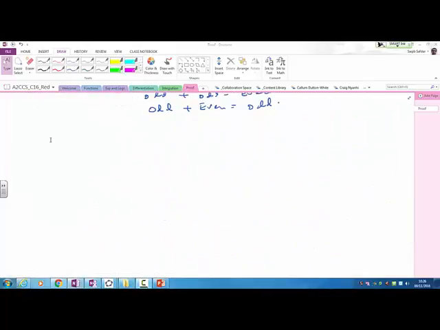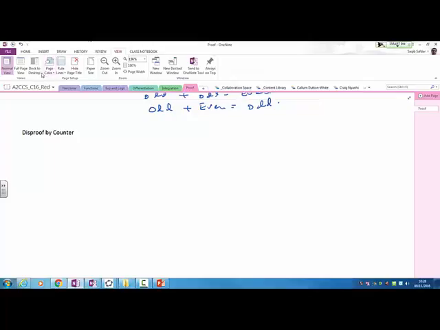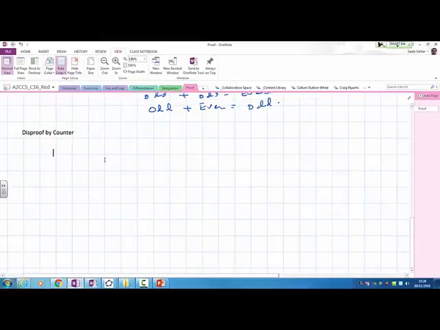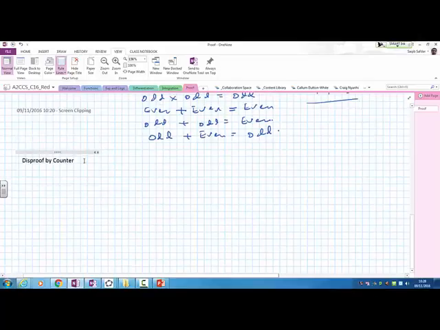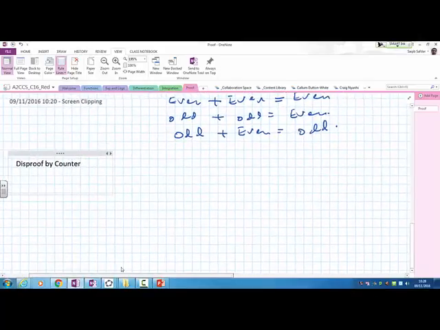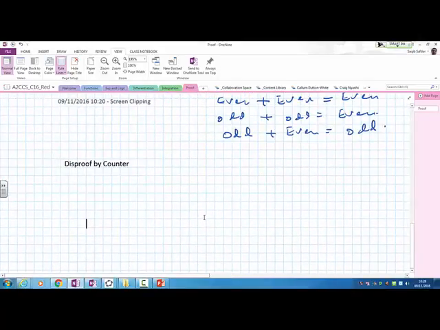So let's look at some proofs by counterexample, a disproof. So disproof by counterexample. That's probably a good one to start off with. Let me just get the background a bit bigger. That's a bit better. Okay, and let's just look at a couple of things. So, example 1.